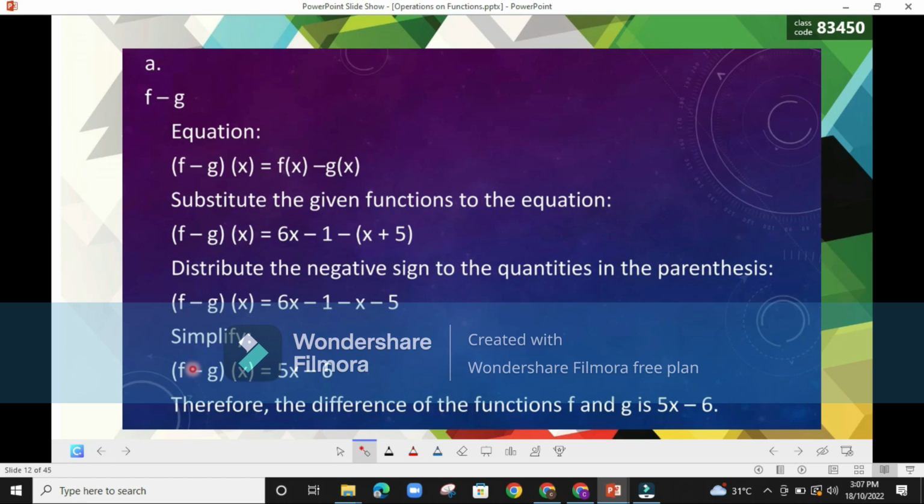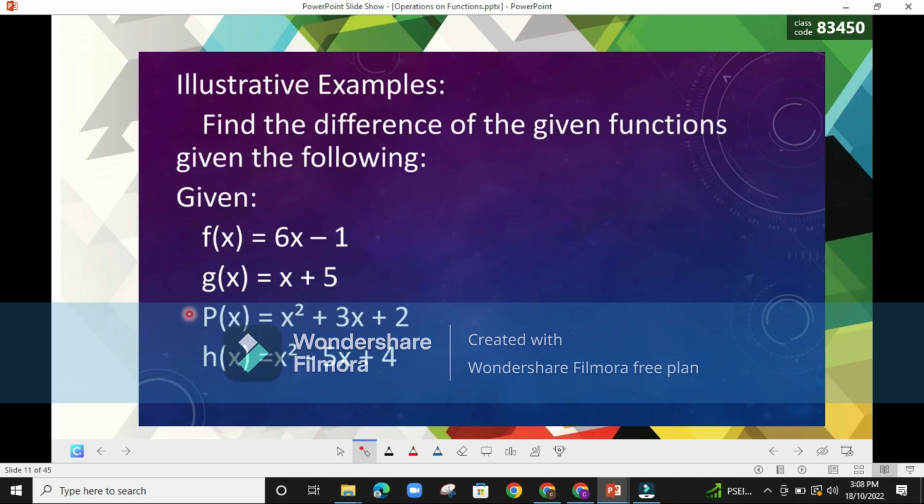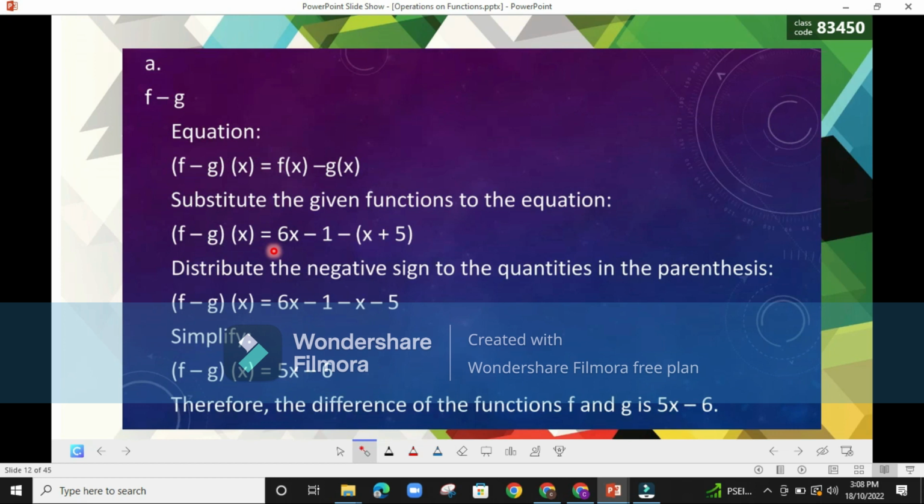For letter A, we have f minus g. So the equation, we have f minus g of x is equal to f of x minus g of x. So we need to substitute the given functions to the following. Remember our f of x, let's go back. Our f of x is 6x minus 1. So that's why we have here 6x minus 1.